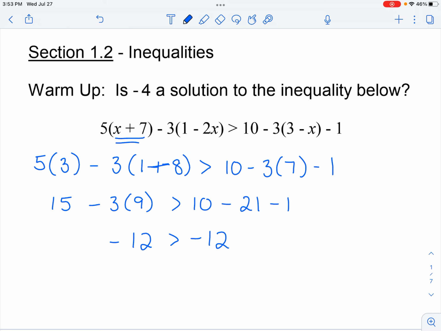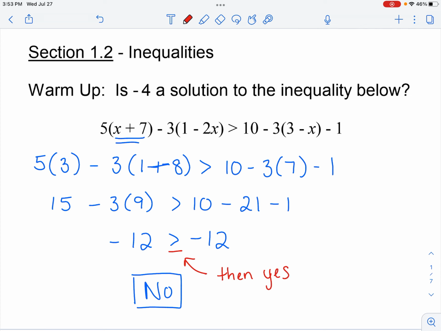So the question is, is this a true statement? Is -12 greater than -12? The answer is no, it is not. That means -4 is not a solution to this inequality. But let me ask you this. What if, I love the what if game, we're going to play it a lot this year. What if I change that to an equal to? If I change it to this, then the answer would be yes.